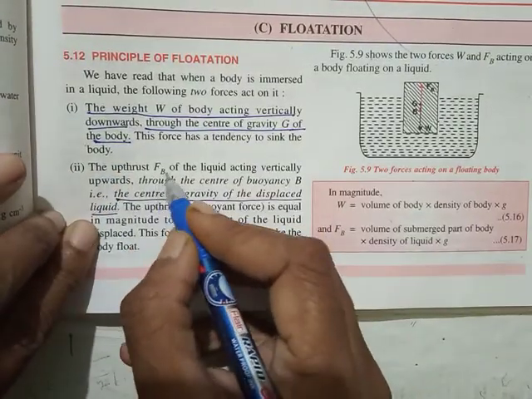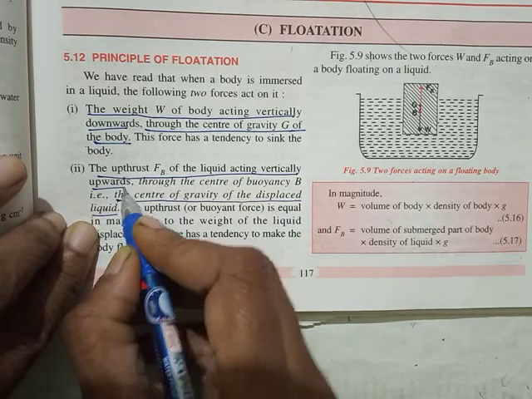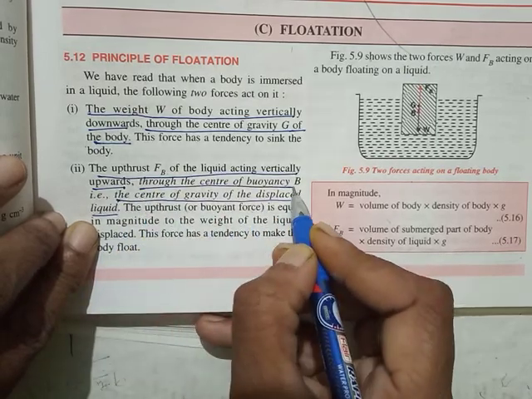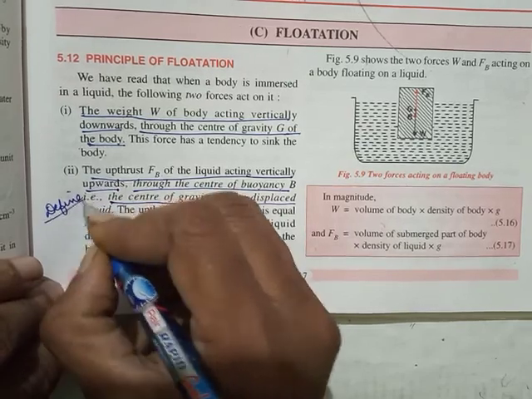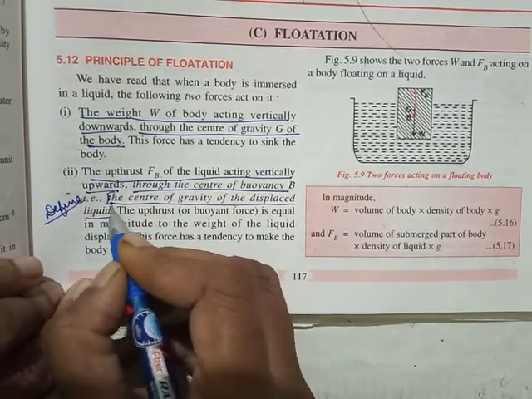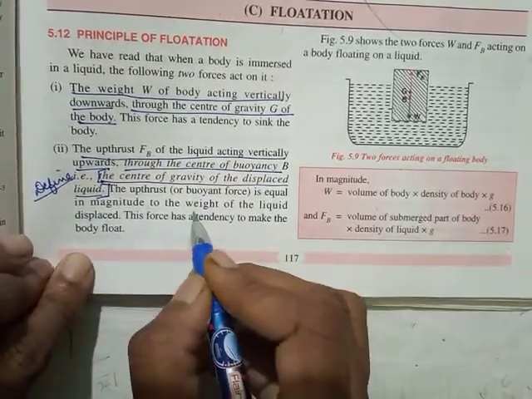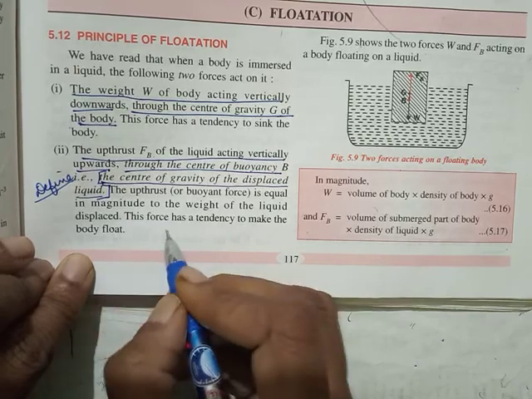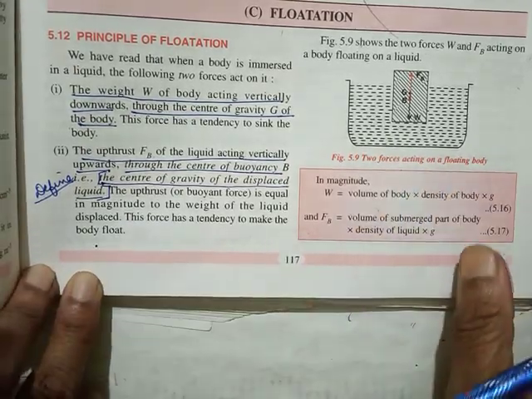Second force, upthrust Fb of the liquid acting vertically upwards through the center of buoyancy. This is the definition of center of buoyancy, that is the center of gravity of the displaced liquid. So the upthrust is equal in magnitude to the weight of the liquid displaced. This force has a tendency to make the body float.